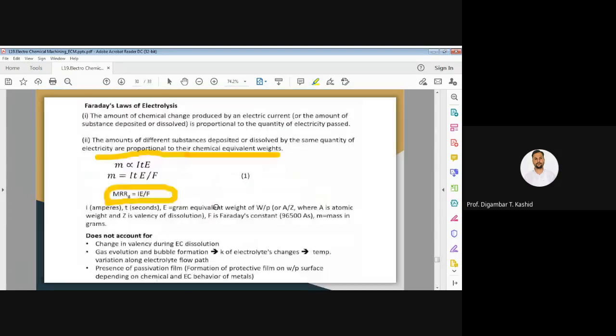Now we'll go to another point. We'll see some YouTube videos related to this electrochemical machining.